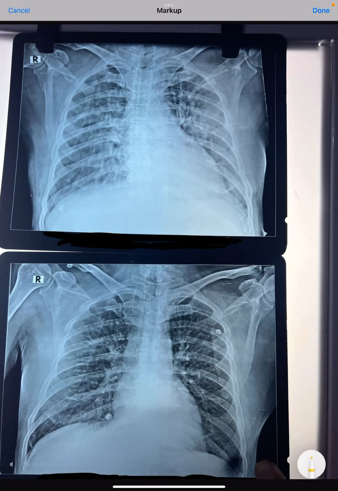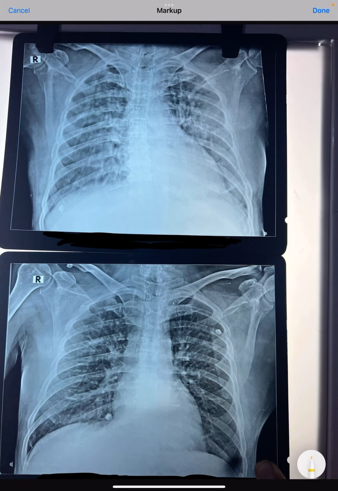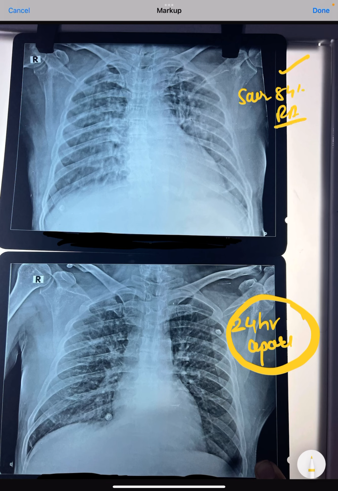Now, today we'll be talking about a very interesting X-ray. Both of these X-rays are of the same patient, but they are 24 hours apart. The first X-ray is this, where the patient had presented with shortness of breath, which was sudden in onset. We saw the saturation was around 84% on room air, and he was pretty rachitic. His respiratory rate was around 38 to 44, and he was a known hypertensive patient.